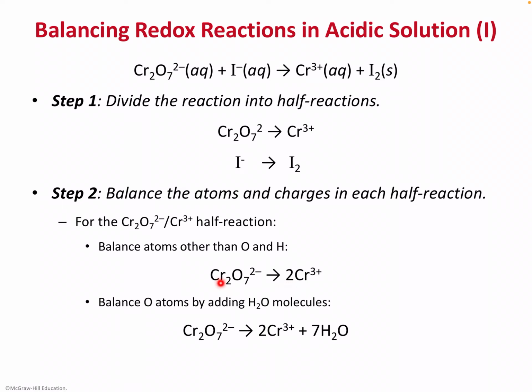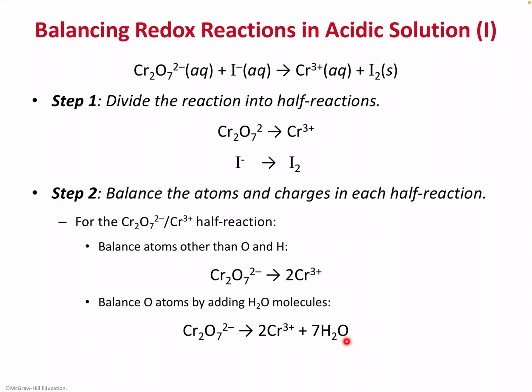Okay, so the chromium atoms are now balanced, 2 and 2. We have 7 oxygens. So how do we balance oxygen? We balance oxygen by adding the same number of water molecules, because each water molecule has 1 oxygen. So to balance these 7 oxygens, you add 7 water molecules. So it has 7 oxygens.